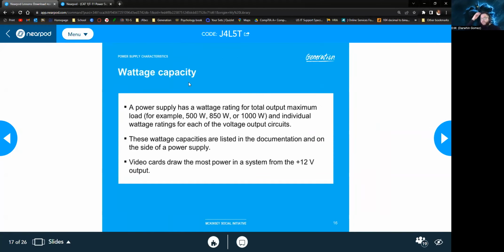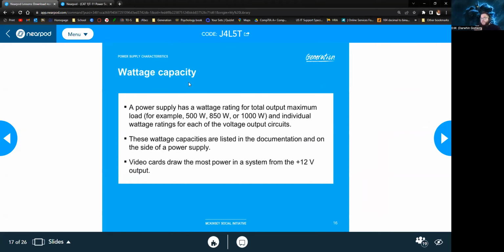All right, so now we're talking about wattage. So the volts, you need to know what kind of volts are provided, right? That's definitely going to be a possible question. So knowing those 5 different volts is very important. And then you're definitely going to see questions about wattage. And wattage is how much power a unit can provide.